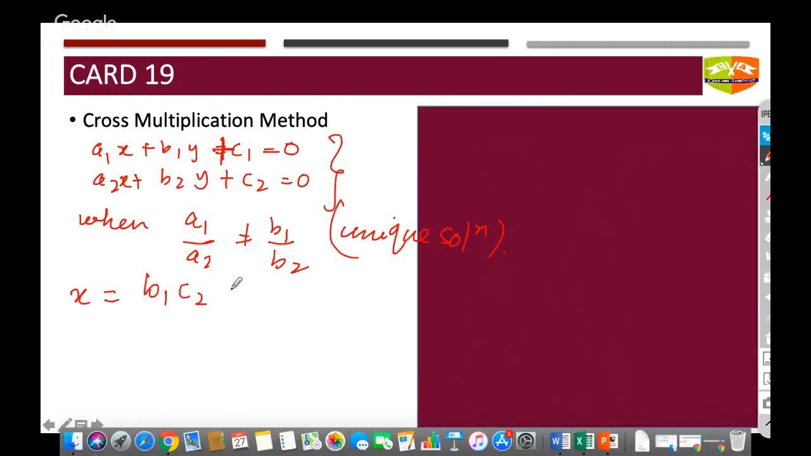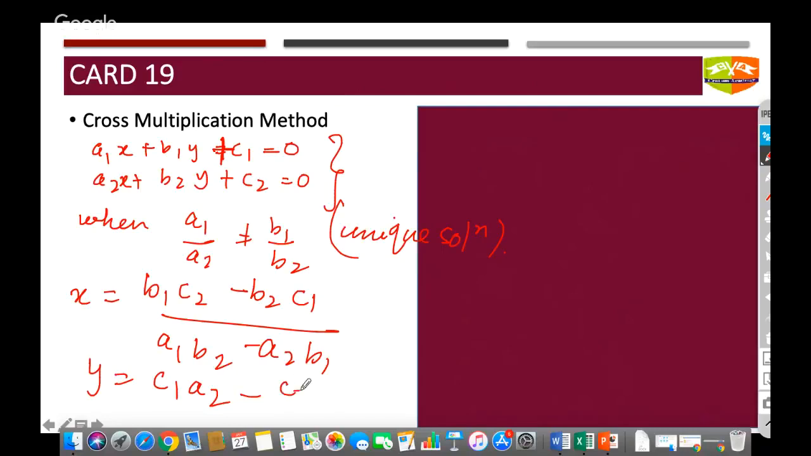So in this particular case, x is given by b1 c2 minus b2 c1 divided by a1 b2 minus a2 b1. If you solve this equation by elimination or substitution, you will find out this value of x, and y will come out to be c1 a2 minus c2 a1 divided by a1 b2 minus a2 b1. Now you need to understand that c1 and c2 over here have been taken before the equal to sign.